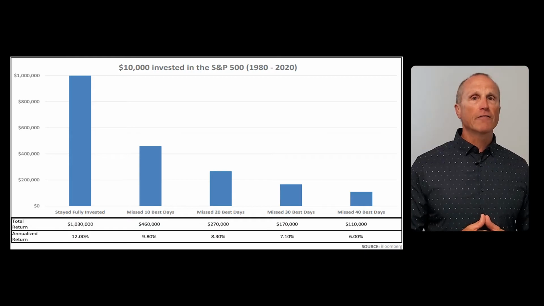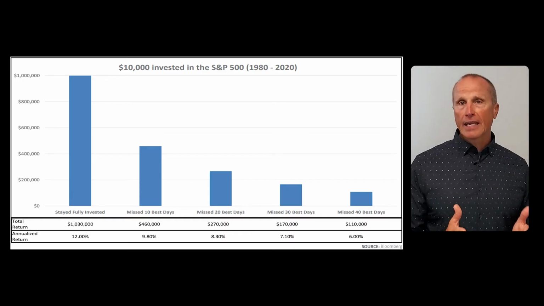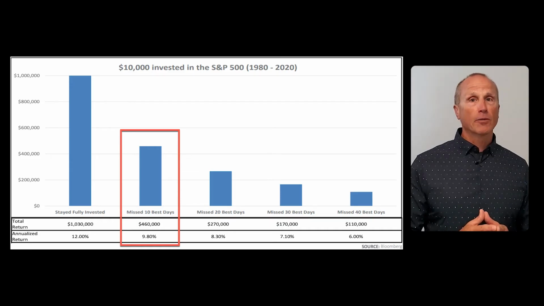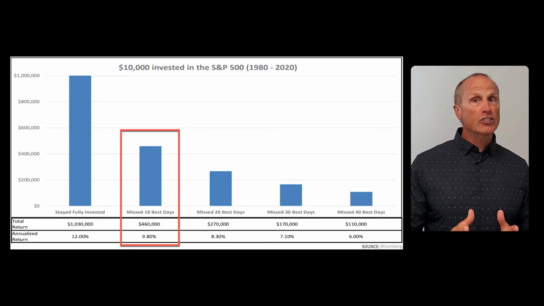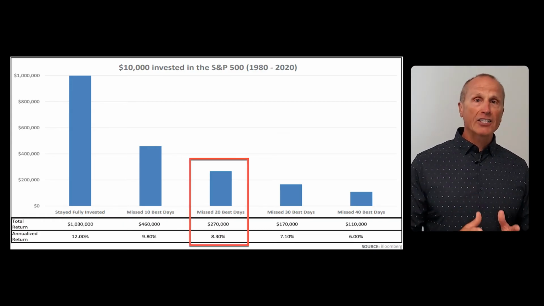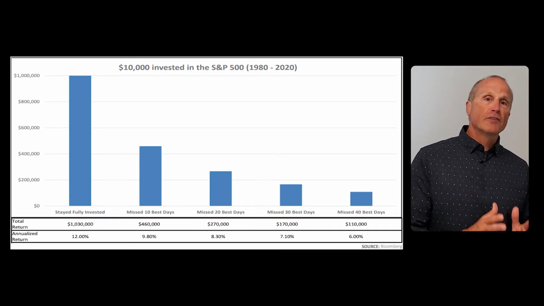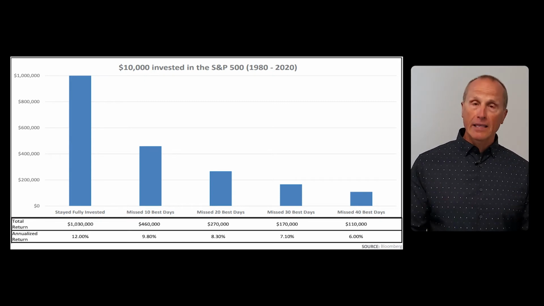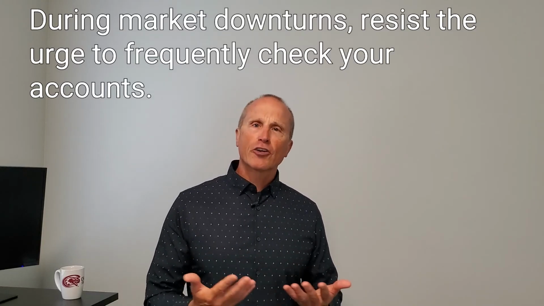Consider this illustration of how a $10,000 investment would have grown over the 40-year period ending in 2020. Missing just 10 of the best days in the market would have cut your earnings by 55%. And missing just the top 20 days would have slashed your earnings by around 74%. Remember, it's the duration of time spent in the market that matters, not attempting to time when to buy the market. Number 2, during market downturns, resist the urge to frequently check your accounts.